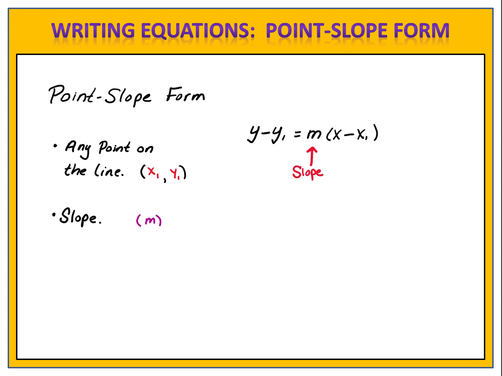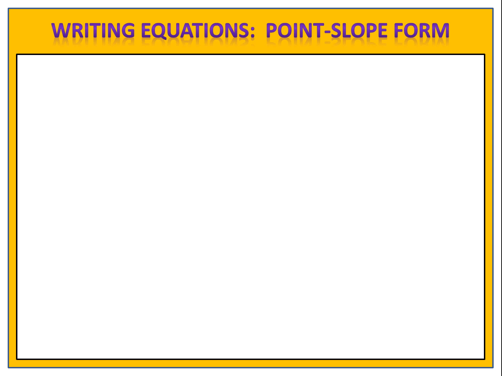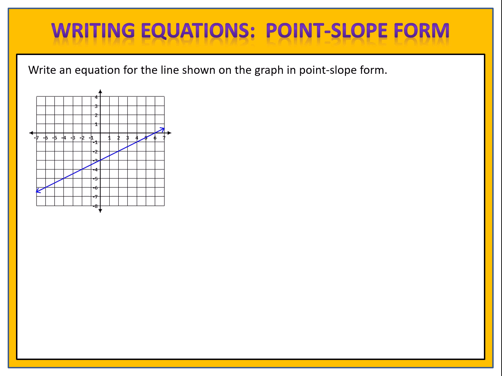In this formula, the m represents the slope of the line. The x1 and the y1 represent any point on the line, and it doesn't matter which point you choose. In our first example today, we'll take a look at several different ways you can write the line's equation by using different points. Here's our first exercise today. Write an equation for the line shown on the graph in point-slope form. Because we're writing our equation in point-slope form, we know we're using y minus y1 equals m times x minus x1. We need the slope and a point from the graph, and we have many points to choose from.